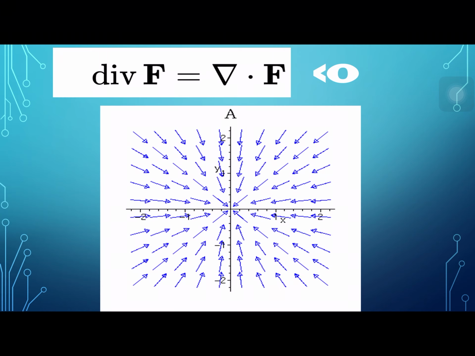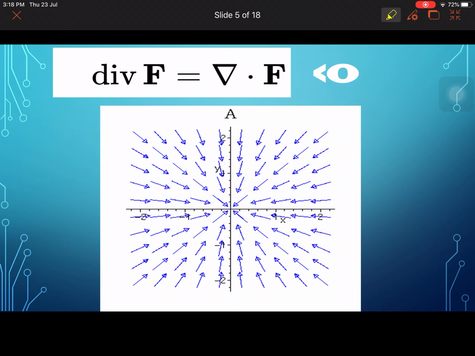Let us see the next case. If div f, or otherwise del dot f, is lesser than 0, what will it be? If it is lesser than 0, the flux lines, or flux, is inwards towards this particular point. So that's it.